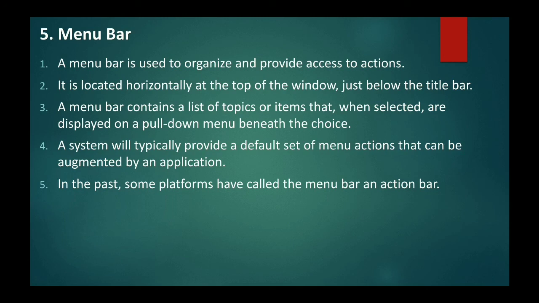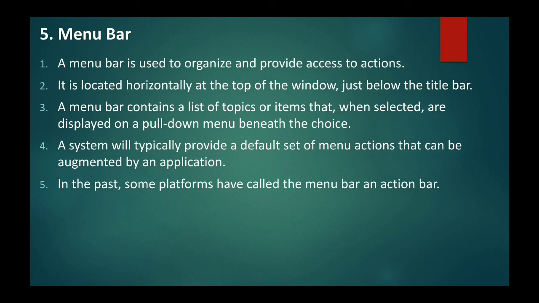A menu bar contains a list of topics or items that, when selected, are displayed on a pull down menu. When you click on the file option, it will have a pull down menu and it will display open, save as, close. All these options will be displayed in the pull down menu. A system will typically provide a default set of menu actions that can be augmented by an application, and in the past some platforms have also called the menu bar an action bar. So this menu bar can be called the action bar also.